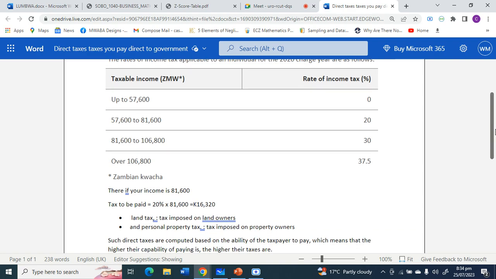Right, another good example of a direct tax is the land tax. If you own land, the tax which you're paying to the government, even personal property tax. All right, these are examples of direct tax where you're paying it directly to the government. All right. Then indirect taxes.